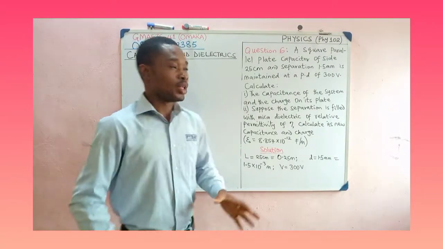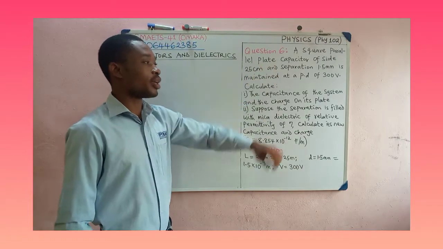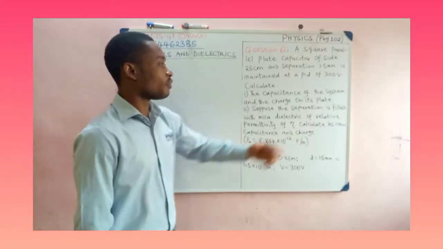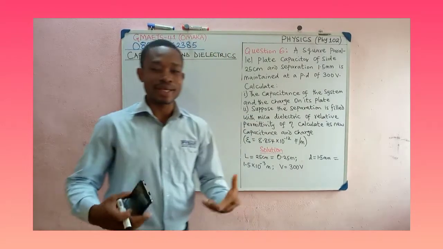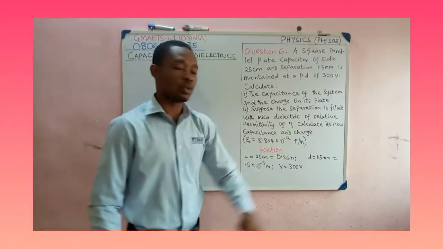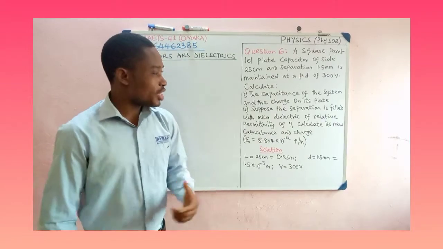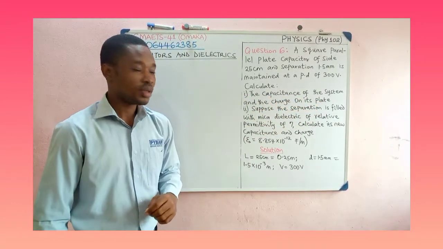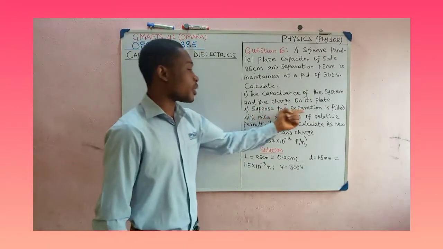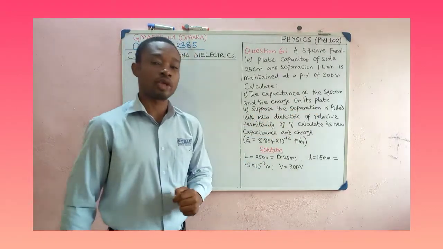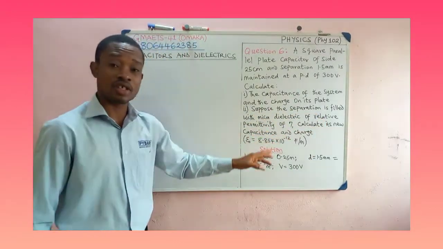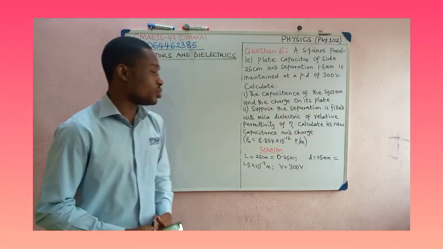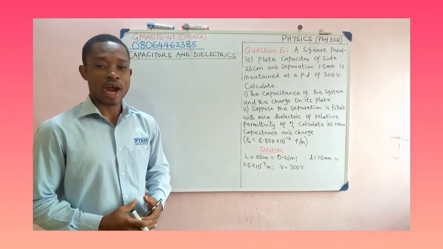In this video, we look at a square parallel plate capacitor of size 25 cm and separation of 1.5 mm maintained at a potential difference of 300 volts. We are required to calculate the capacitance of the system and the charge on its plates. And then again, suppose the separation is filled with mica dielectric of relative permittivity of 7, that is dielectric constant of 7. Calculate its new capacitance and charge.